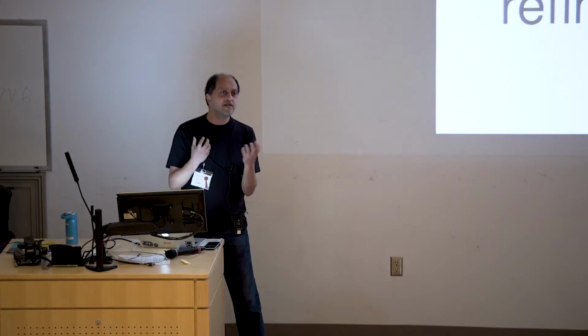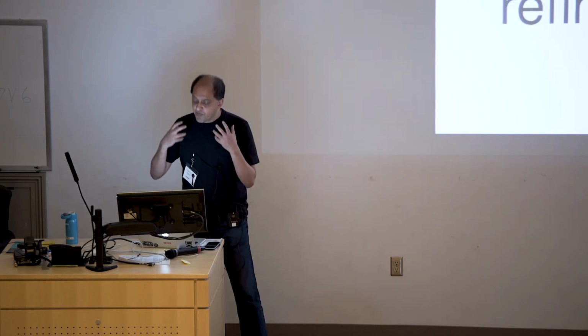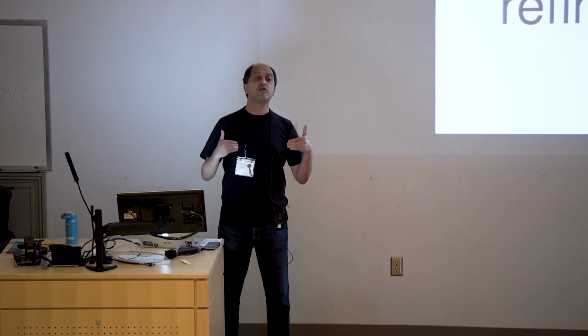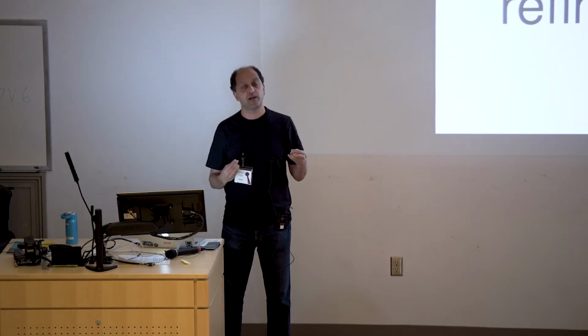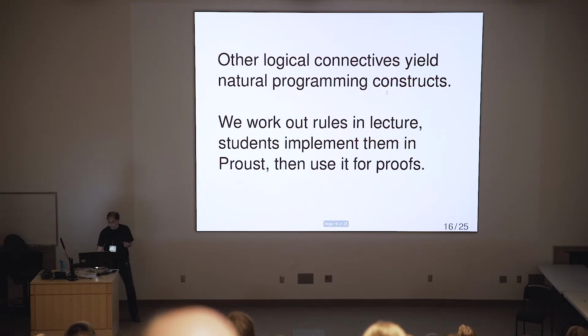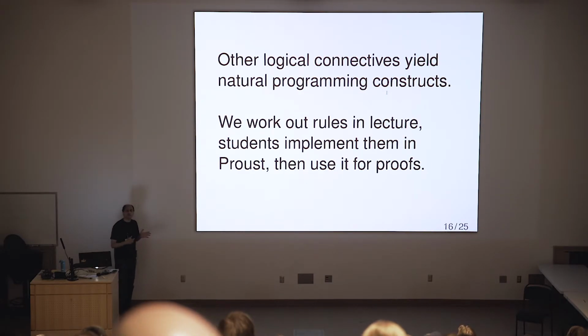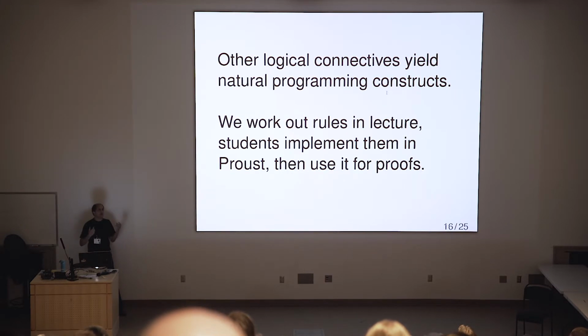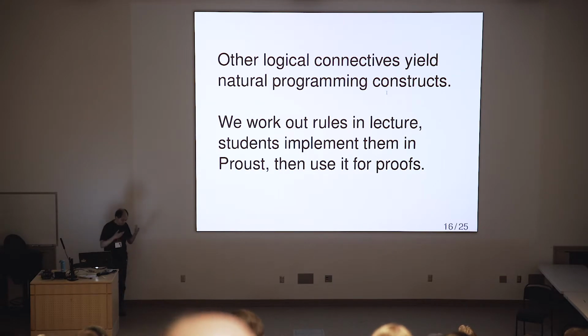Students can start with an incomplete program, an incomplete proof, and successively refine it in the interactions window of DrRacket using the read-evaluate-print loop. That's the assistant part of a proof assistant. Well, that works for implication, and for each of the other logical connectives, and, or, not, we get natural programming constructs. We get pairs, we get tagged unions, and for contradiction, we get the empty type.